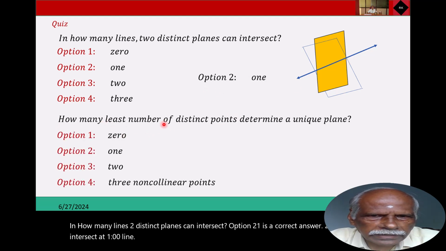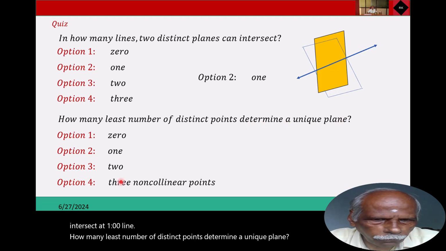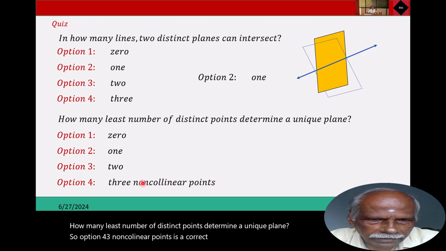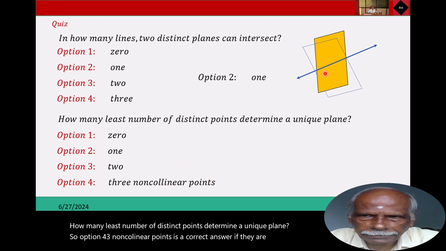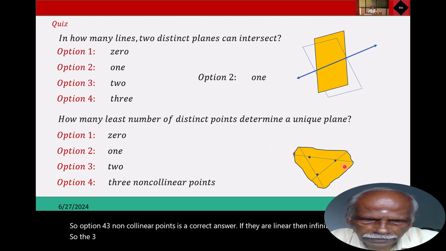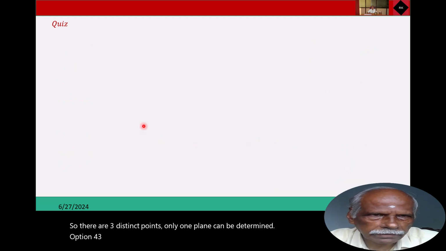How many least number of distinct points determine a unique plane? So option 4, 3 non-collinear points is the correct answer. If they are collinear, then infinitely many planes. So with 3 distinct points, only one plane can be determined. Option 4, 3 non-collinear points is the correct answer.